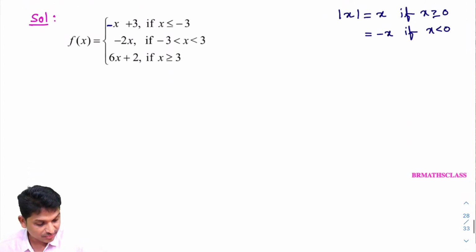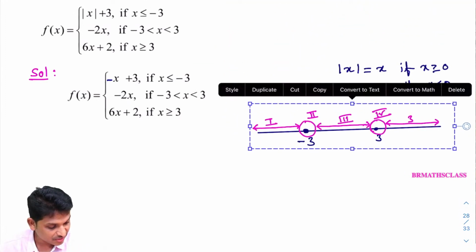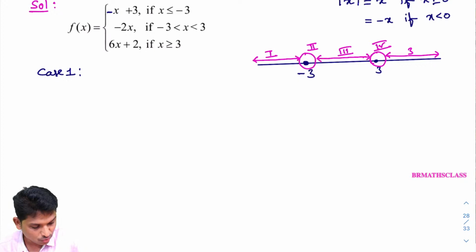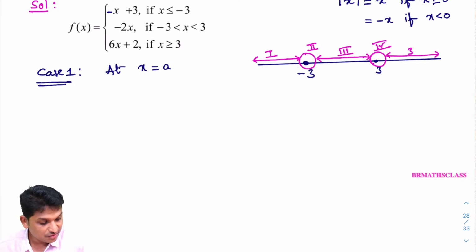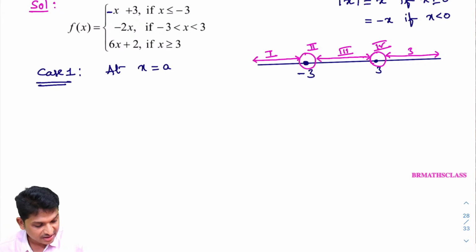What is case 1? I need this one, so I will bring this along with us. Okay, case 1. What is case 1? At x equal to a, in which zone am I checking the continuity? This is case 1. I need to check the continuity of the given function when a value is less than minus 3.